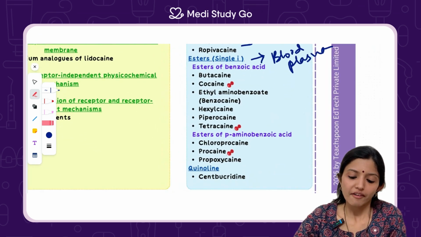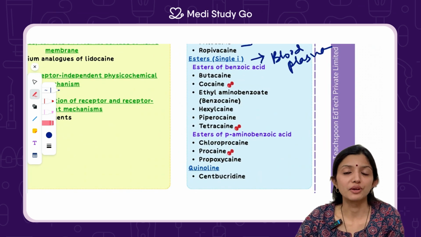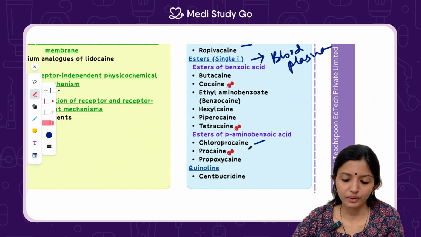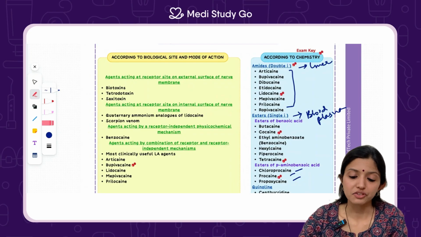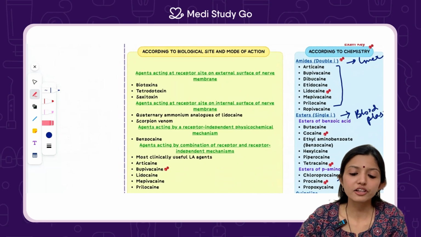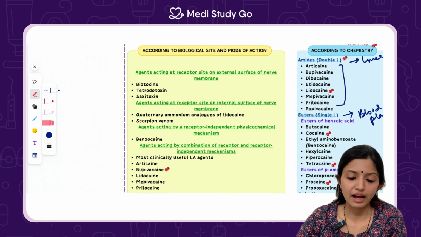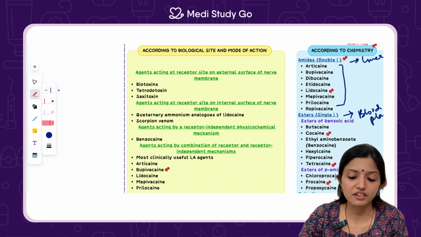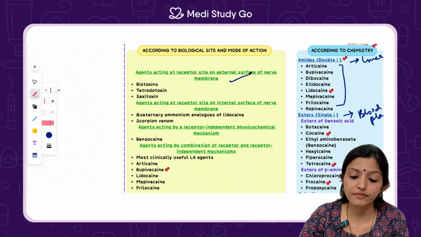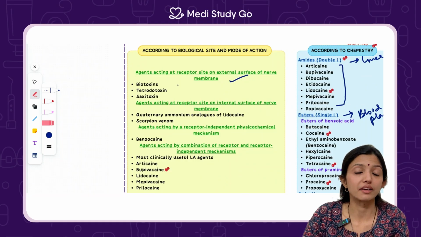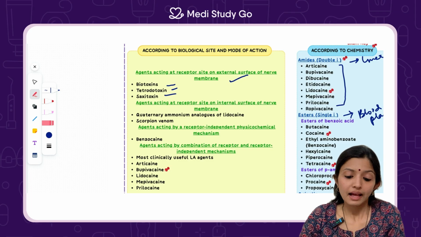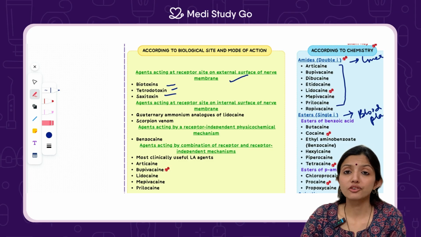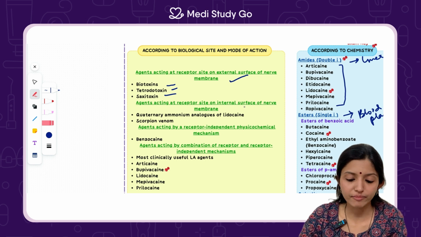You also have some esters of para-aminobenzoic acid such as chloroprocaine, procaine and propoxycaine. So these are your two major classes based on chemistry. According to the biological site and mode of action, you have some LA agents which act on the external surface of the nerve membrane, which are tetrodotoxin, biotoxin and saxitoxin. There are some agents which act on the internal surface of your nerve membrane.